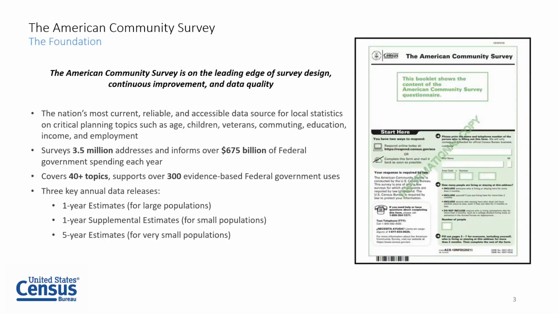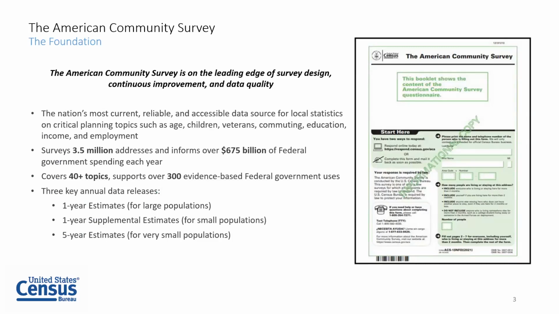So first, we're going to cover some basics about the American Community Survey, or ACS, and this will show you a bit about the data behind the Geodatabase files. The ACS is the nation's most current, reliable, and accessible data source for local statistics on critical planning topics such as age, children, veterans, commuting, education, income, and employment. The survey samples approximately 3.5 million addresses every year, and data are collected continuously throughout the year to produce annual social, economic, housing, and demographic estimates.